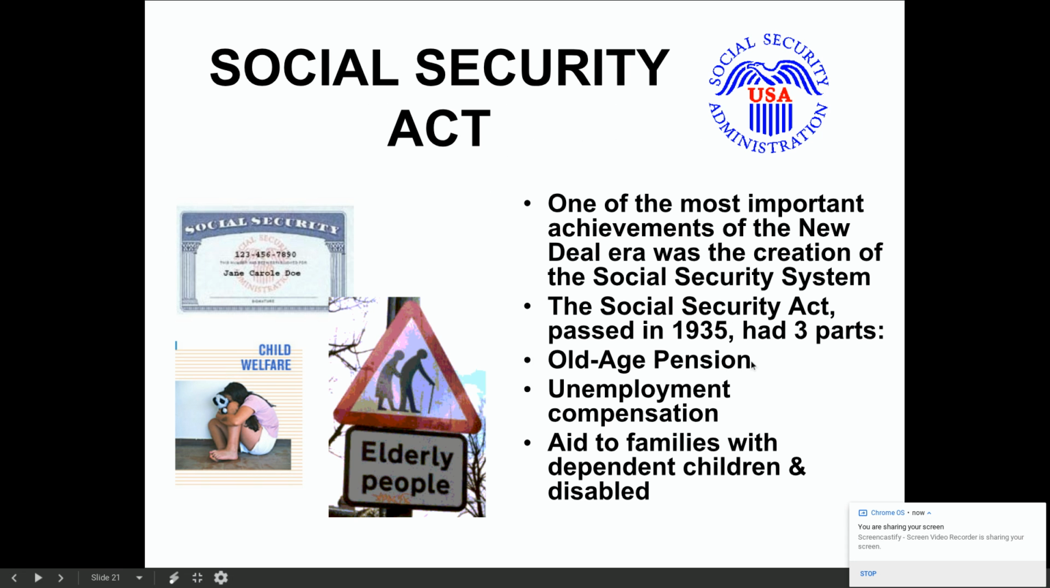It created an old age pension that we have today where people pay into Social Security, and then when they retire, they get money back from the federal government. It created unemployment insurance, so if people lost their job, and even now, up to 6 months, they can collect a portion of what they would normally earn while they're looking for a job from the federal government, and then send aid to families with dependent children and the disabled.